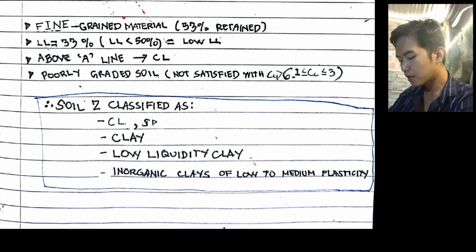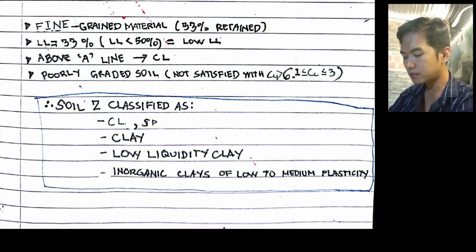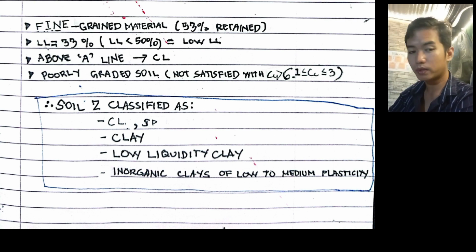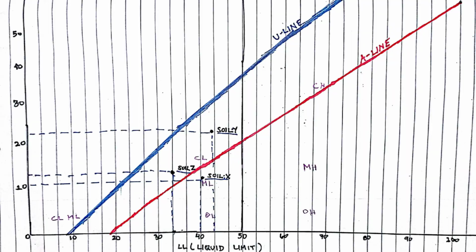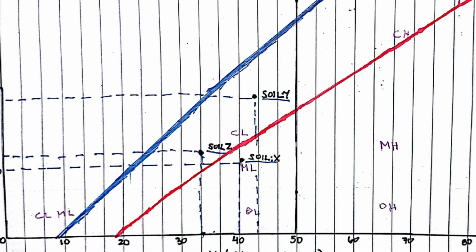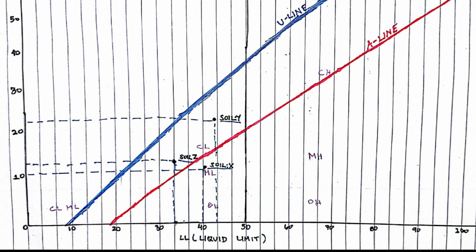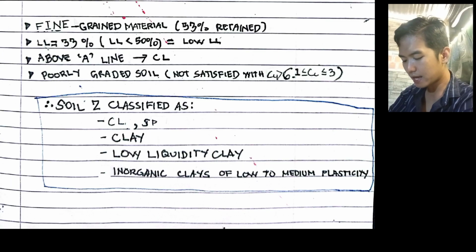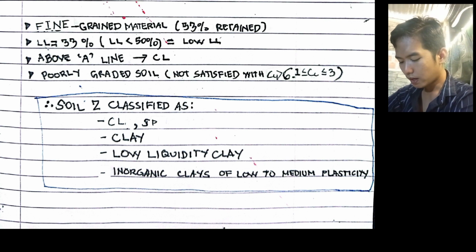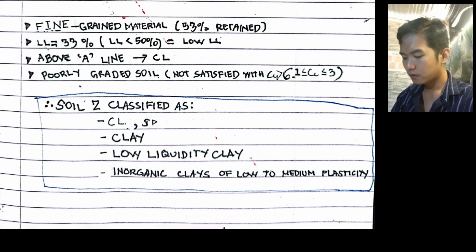By categorizing soil Z, first it is classified as a fine grained material because less than 50% is retained on the number 200 sieve, that is 33% retained, and its liquid limit is 33%, that is low liquidity. Based on the plasticity chart, it is above the A line, and it may be classified as CL or clay. So, CL, low liquidity clay, inorganic clays of low to medium plasticity.